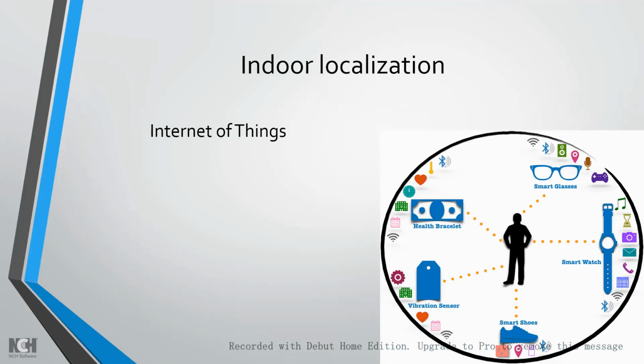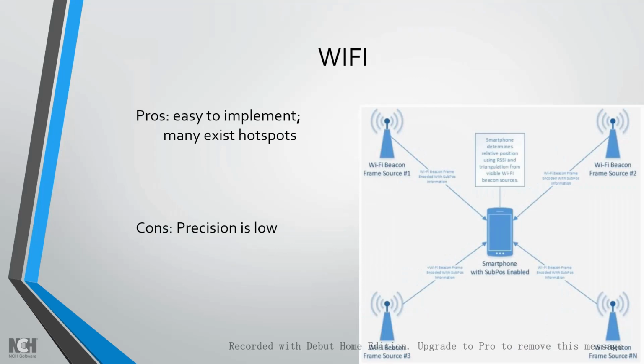Indoor localization is very popular these years due to the development of the Internet of Things, and we will have more and more smart equipment in the future that needs localization. A commonly used localization system is Wi-Fi. The advantage of Wi-Fi is that it is very easy to implement, and there are many existing hotspots that can be used. The disadvantage of Wi-Fi is that the precision is very low.